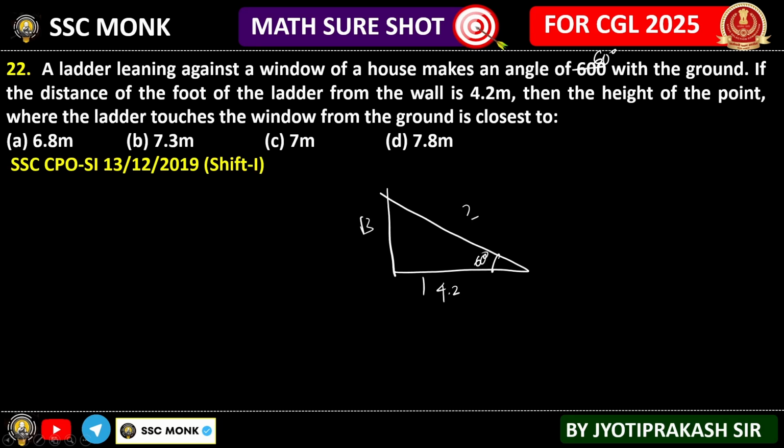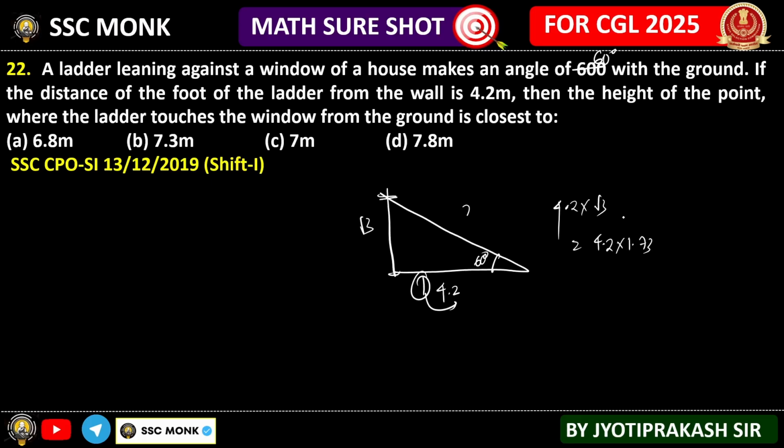So it is saying where the ladder touches the window from the ground is closest to. So this distance is asking about. See, one part is equal to 4.2. So this much part is equal to 4.2 into root 3, that is equal to 4.2 into 1.73, and if you calculate you will get the answer.